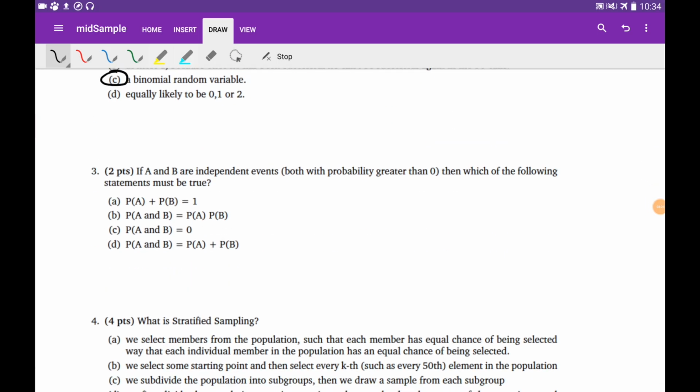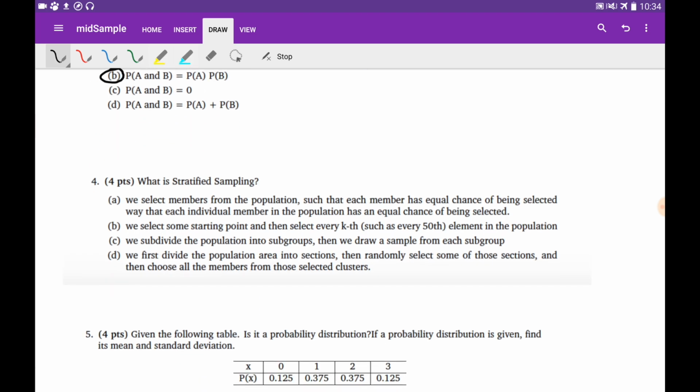Question number 3. If A and B are independent, which of the statements are true? In general, this option is always true when A and B are independent, while all the others might be true or might not be true, even though A and B are independent.